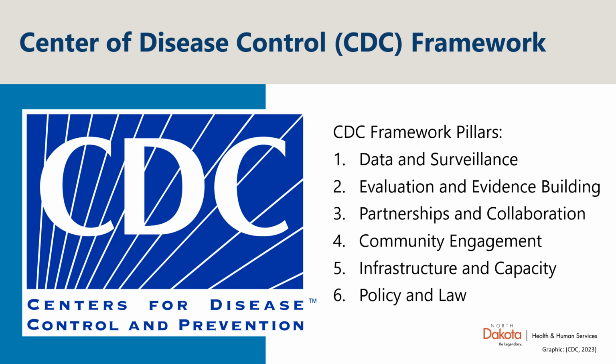The first pillar is data and surveillance. This framework incorporates a consistent social driver strategy for data standardization, collection, analysis, and dissemination throughout agency networks. The second pillar is evaluation and evidence building. This framework focuses on advancing evaluation and evidence building for social drivers related to strategies to minimize inequities and promote health equity. The third pillar is partnerships and collaboration.